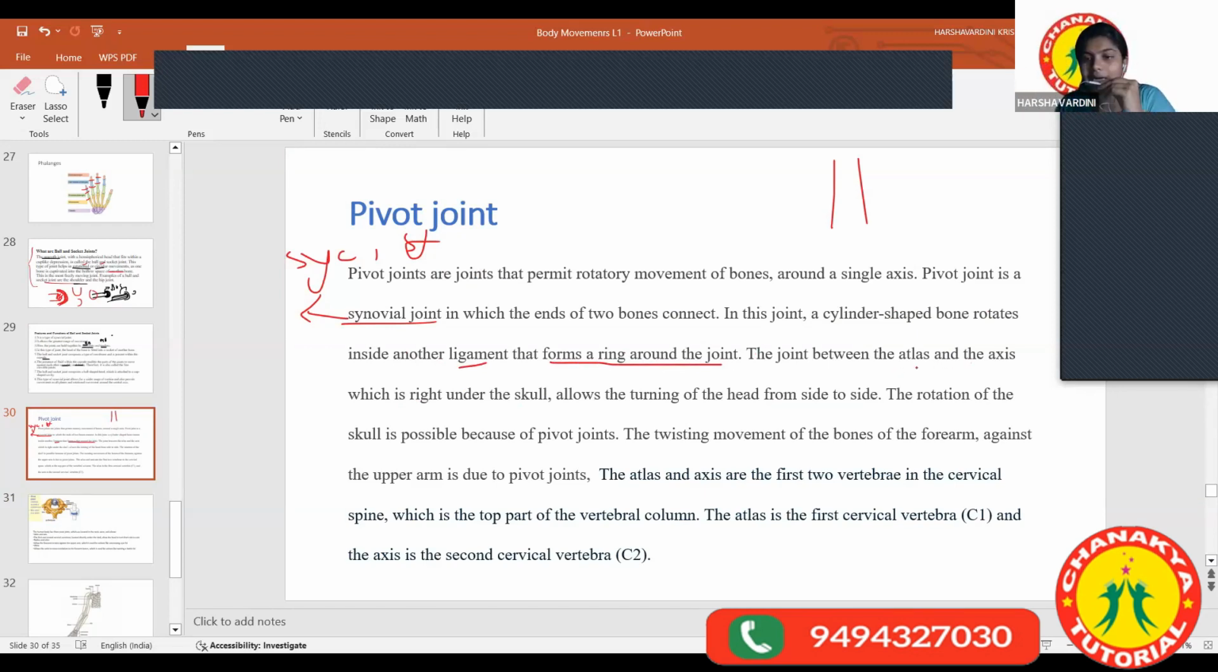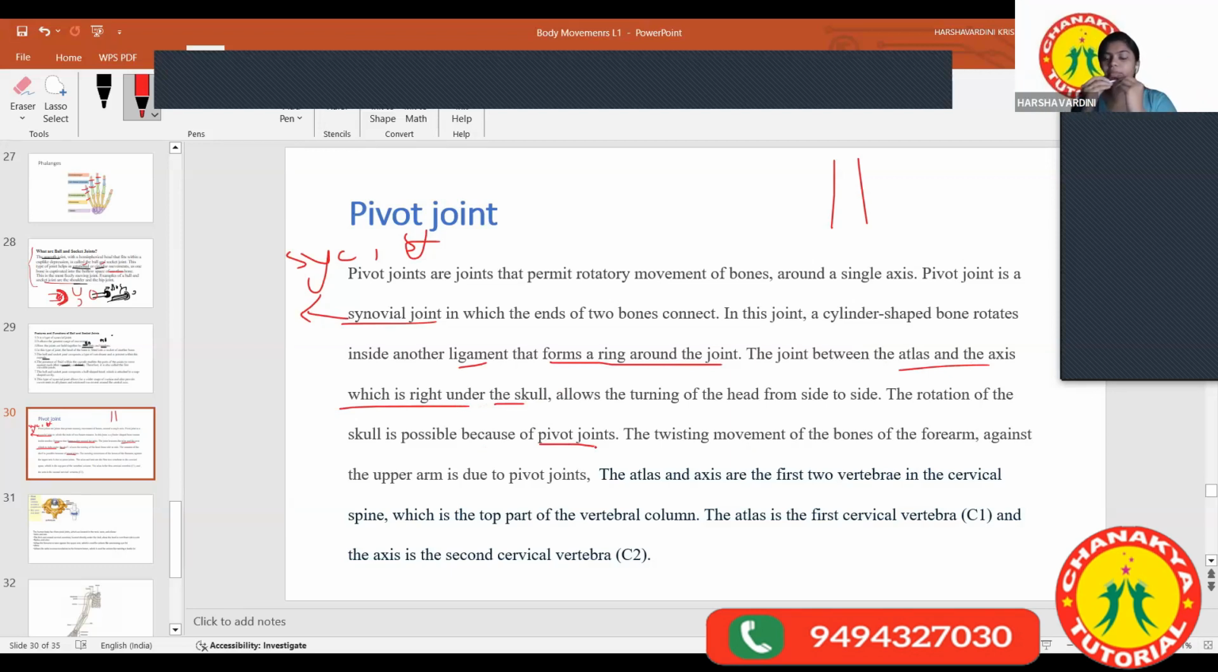The joint between the atlas and the axis. What is atlas and axis? We will come to that. The joint between the atlas and axis is right under the skull. This is our skull, so atlas and axis are just right behind it. Rotation of the skull, in the sense of rotation of our neck, is possible because of the pivot joint here. We have the pivot joint that we already saw.